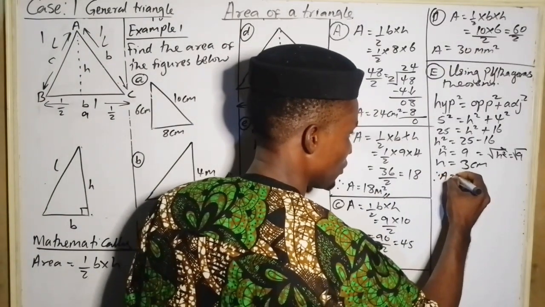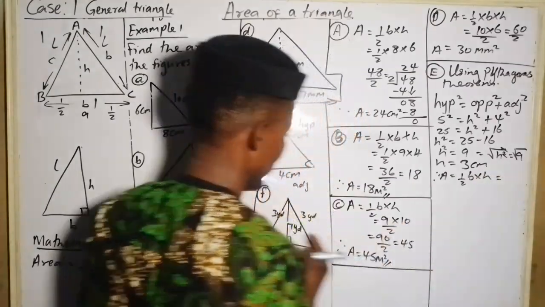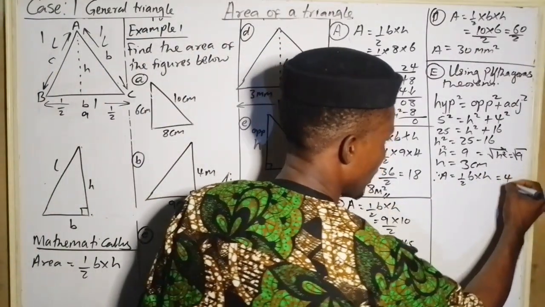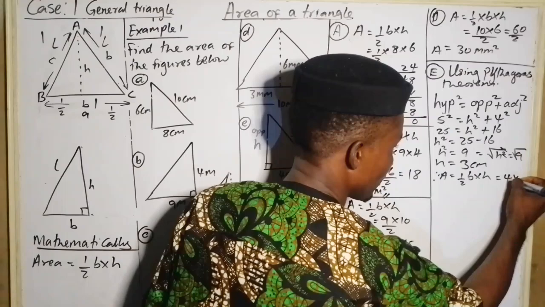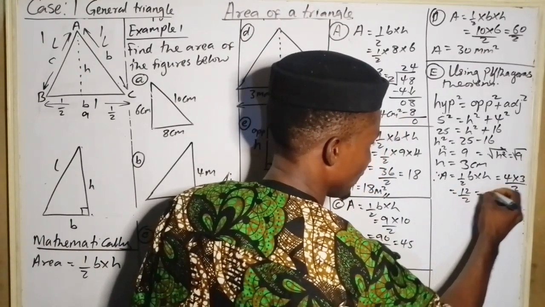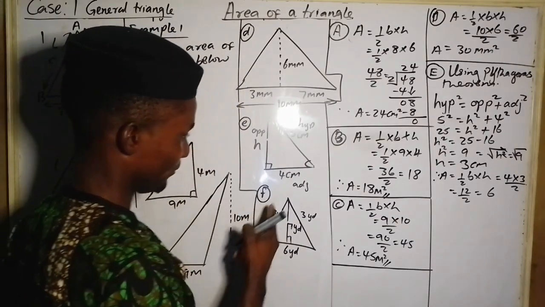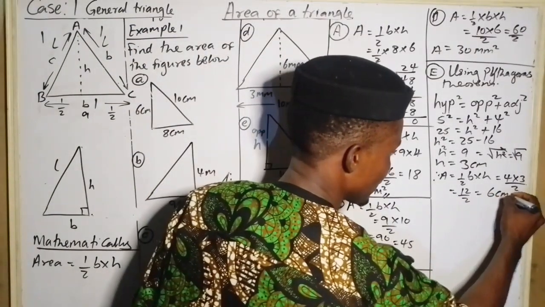Therefore, the area is going to be half base times height. What is our base? Base here is 4. And the height is 3, divided by 2. So that will be 12 divided by 2. And that's going to give us what? 6. What is the unit given to us? 6 centimeter. 6 centimeter square.